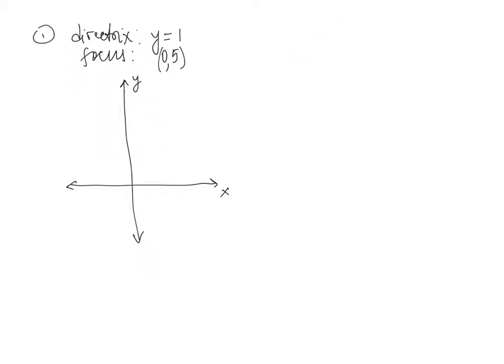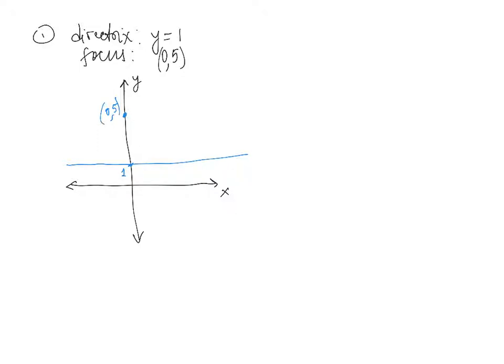Let's look at the first example. So the given information is directrix y equals 1. So this is the line that we draw at the level 1. And focus is the point (0, 5). So it's right here on the y-axis. Diagram is crucial in this case. It actually dictates to us how to write the equation.